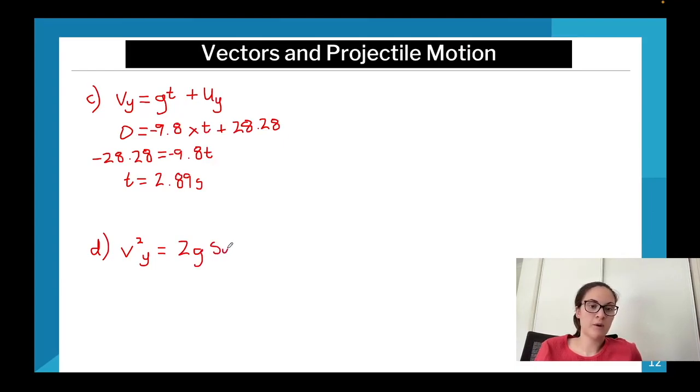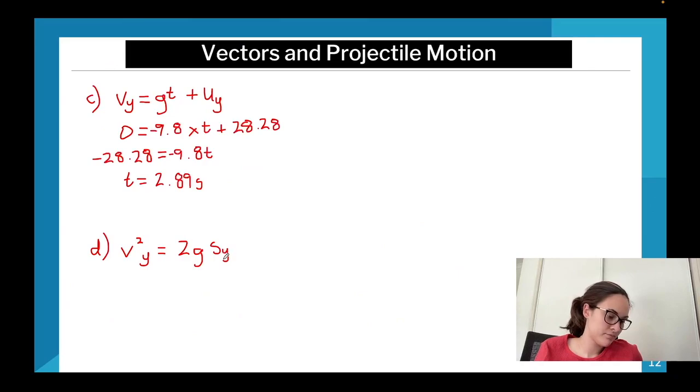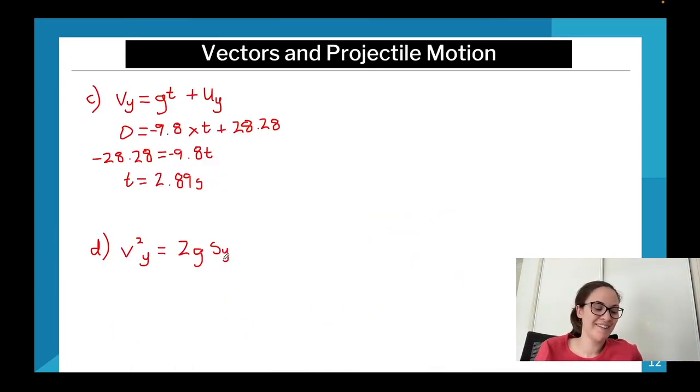SY. SY is what we're trying to find because they're saying horizontal range. Oh wait, no it's not. Is this the right formula then? Oh, sorry, I was looking at the very last one. I was meant to be looking at the one above it. Sorry if I just confused you guys. Calculate the maximum height. Yep, then that's fine. SY is fine, because height is dealing with the y direction. So we need to find out what that will be.